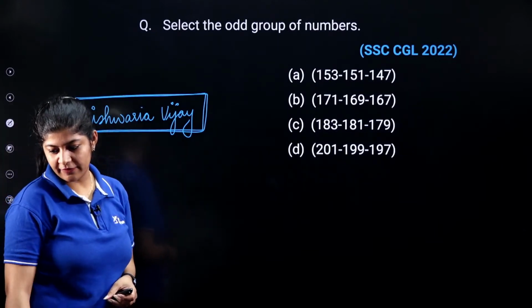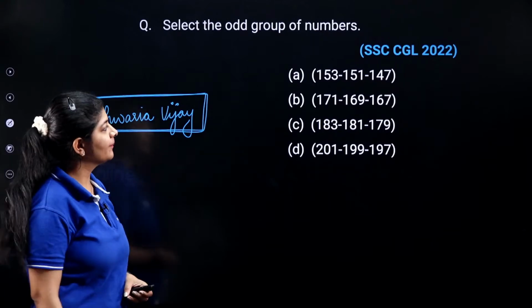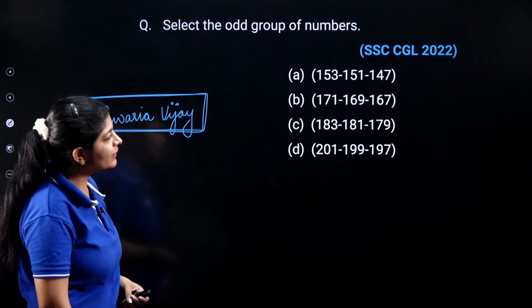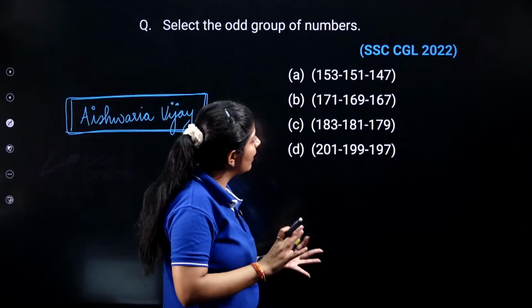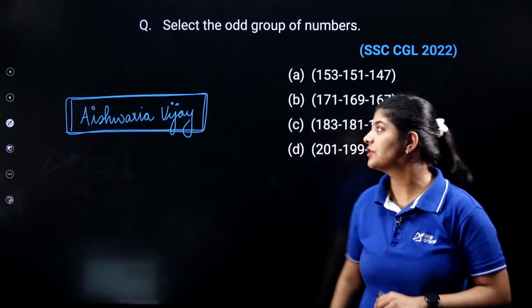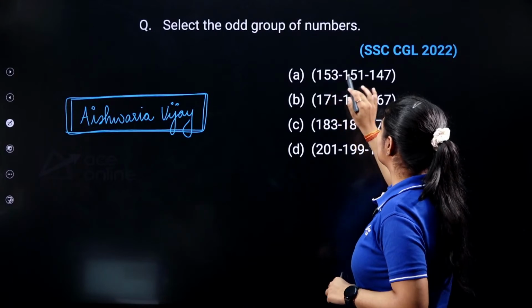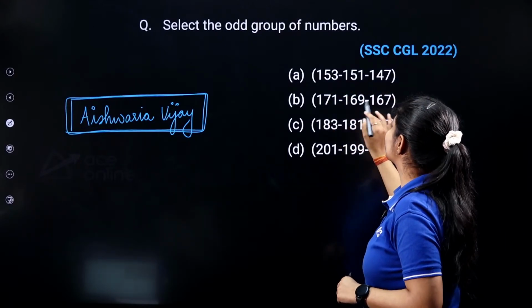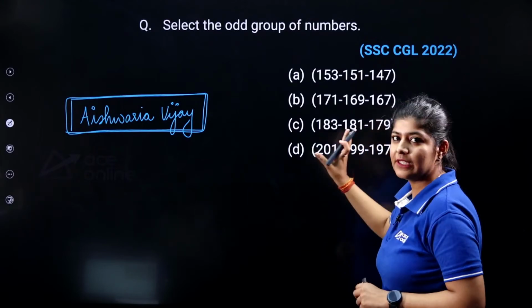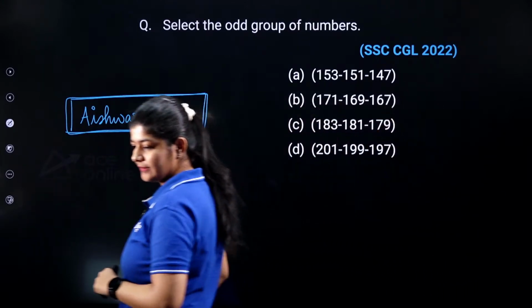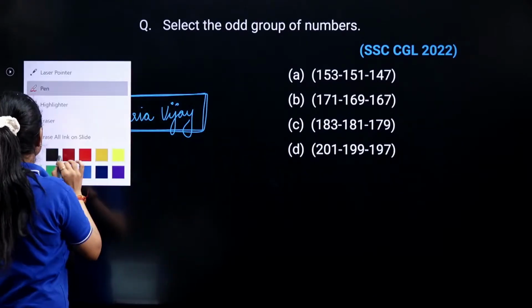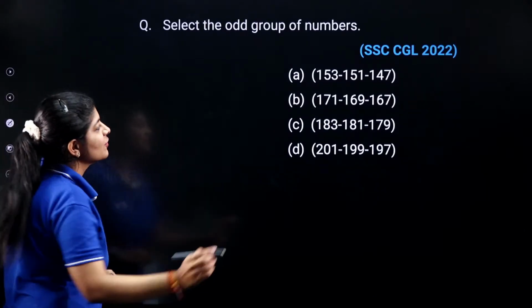Very good, Shrisha, very good, Vara. Okay. If we see these particular options, we know that these options are somehow near each other, right? 153, 151, 147, 171, 169, 167. These options are nearby to each other. Sure, Ritika, we are going to continue these types of classes on a regular basis.